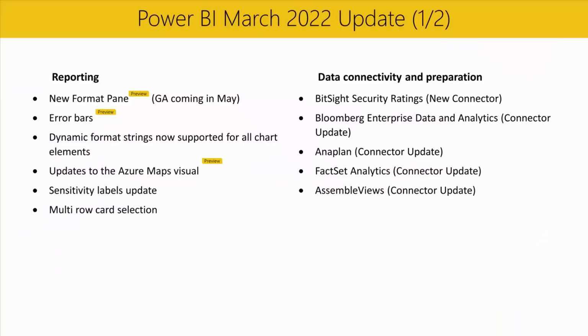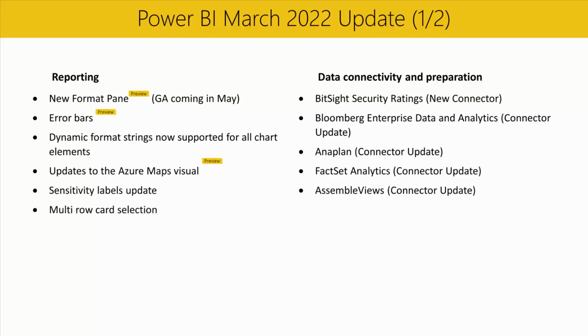To try out this exciting new feature, turn on the error bars option in the Preview Features section of the Options menu. Next, we're happy to announce that dynamic format strings are now supported for all chart elements. Reports with AS data sources can provide dynamic format strings or cell-level formatting to customize the formatting of their data. Reports with calculation groups will also convert regular format strings into dynamic format strings.